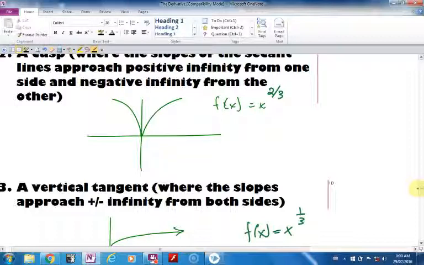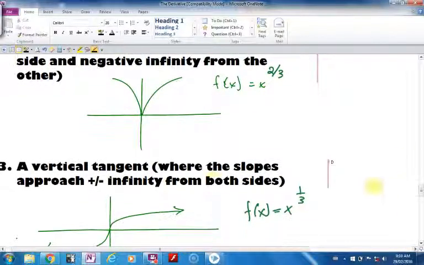When we have a vertical tangent, what's the slope of a vertical line? Undefined. It's infinite slope. So because in this case, the tangent line at x equals 0 would be vertical, it doesn't have a slope there. It's not zero slope. Zero slope is a flat line, but a vertical line has an undefined slope. And so it's not differentiable here at x equals 0.